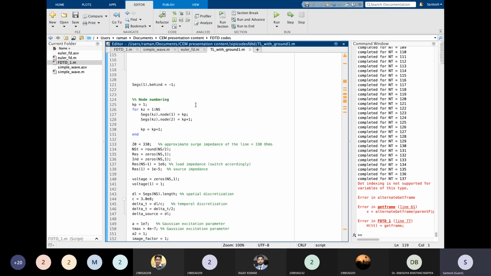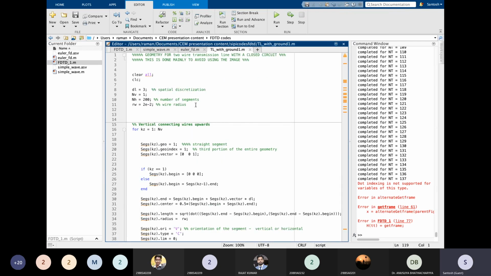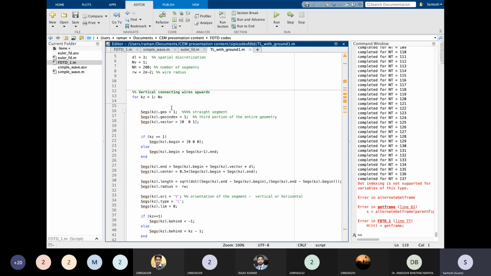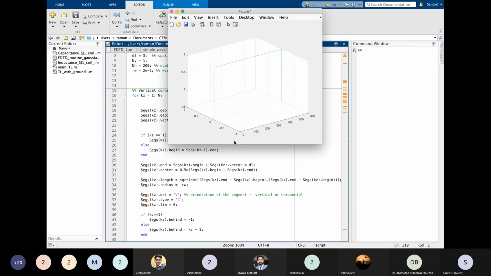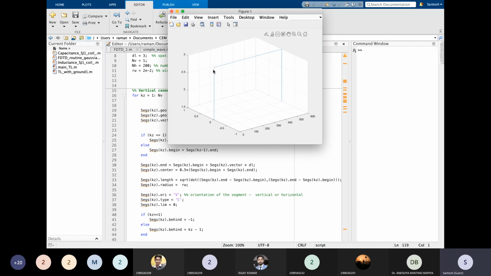And so as I said, the first thing you have to do when you are modeling a transmission line is to model the geometry. So I'll just show how the geometry looks. So this is the geometry. You have one conductor that goes like this, and this is the transmission line, and this is the load point. And this vertical conductor is where I put the source, and this conductor is where I put the load. So this is how the transmission line looks.